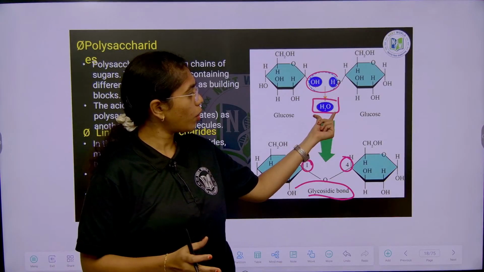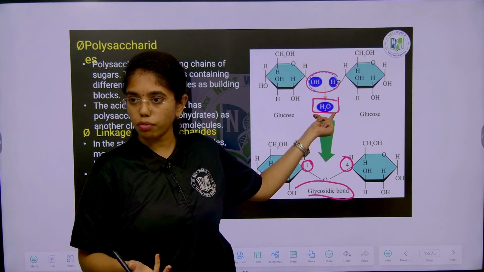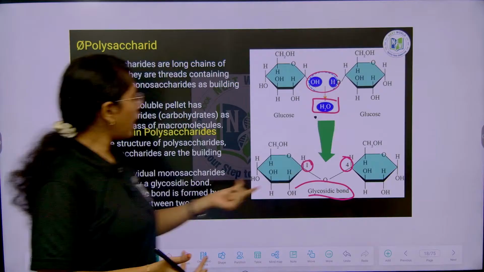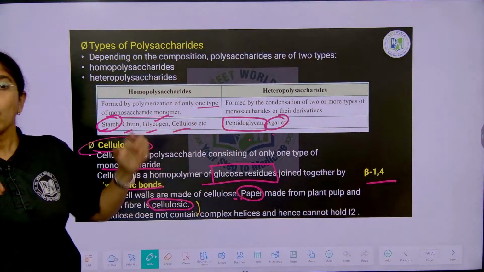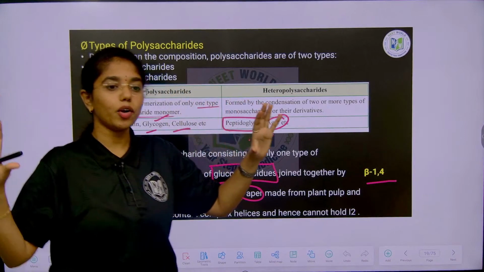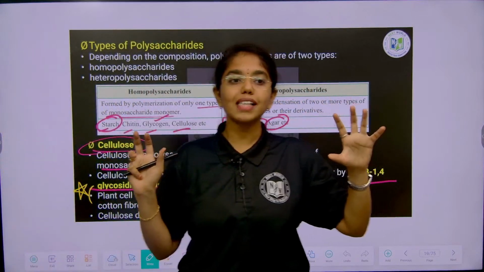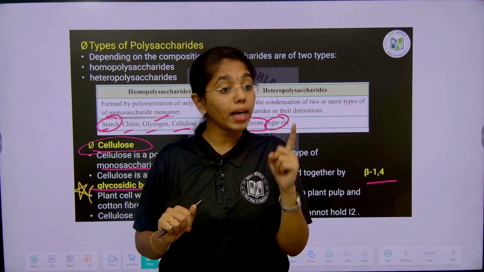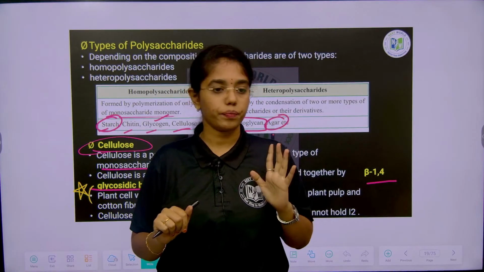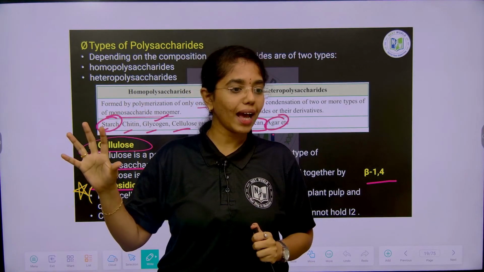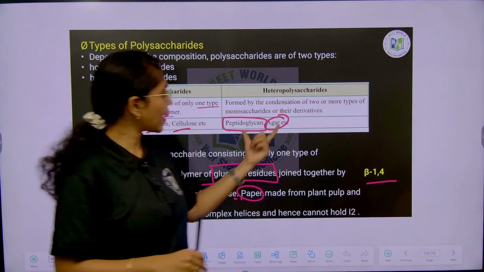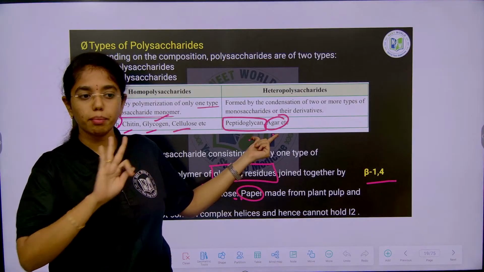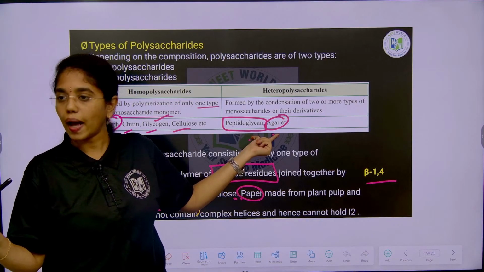Wherever glycosidic bond is forming, there hydrolysis of water is taking place, right? And here if we see, we have two types of polysaccharides, homopolysaccharides and heteropolysaccharides. Homopolysaccharides will have only one type of monomer. Heteropolysaccharides will have different types of monomers. Likewise, for heteropolysaccharides, these examples you have to remember mandatory, peptidoglycan and agar.